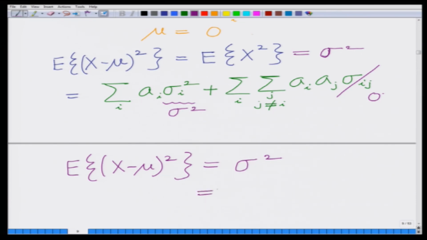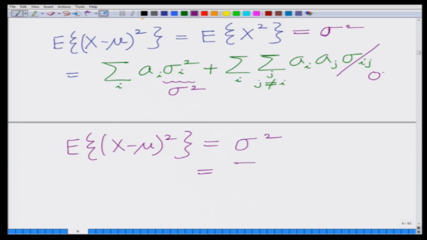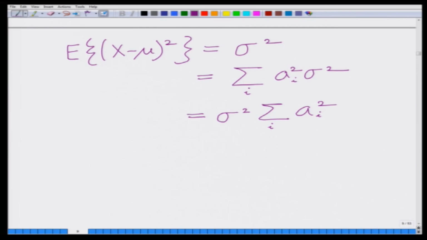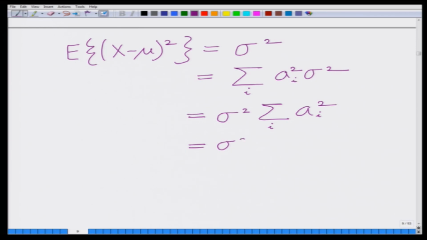Therefore, we have the variance, expected value of x minus mu square, which is equal to summation over i of a_i square sigma square, which is equal to sigma square summation over i of a_i square. But summation over i of a_i square is nothing but the norm. So, summation over i of a_i square is a1 square plus a2 square up to al square, which is nothing but the norm square of the vector a bar. So, this is basically equal to sigma square times norm of a bar whole square.